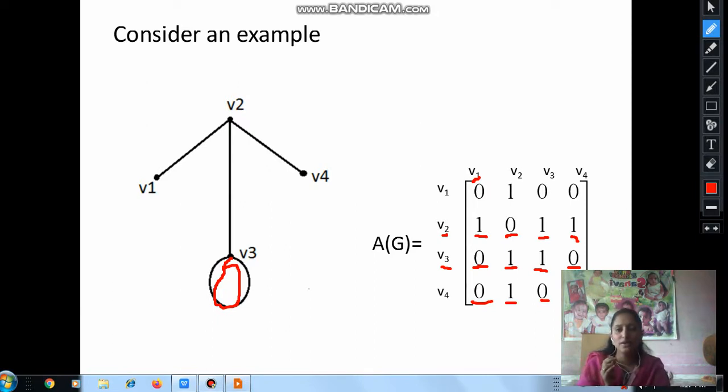So in this way we can represent the graph in the form of an adjacency matrix. This is called the matrix representation of the graph using the concept of adjacency. Understand?